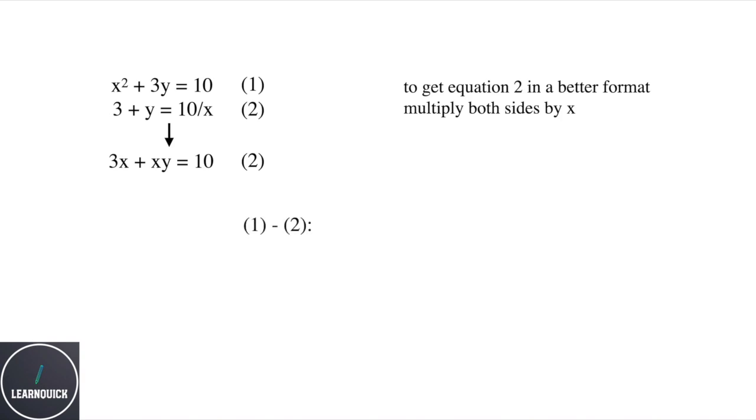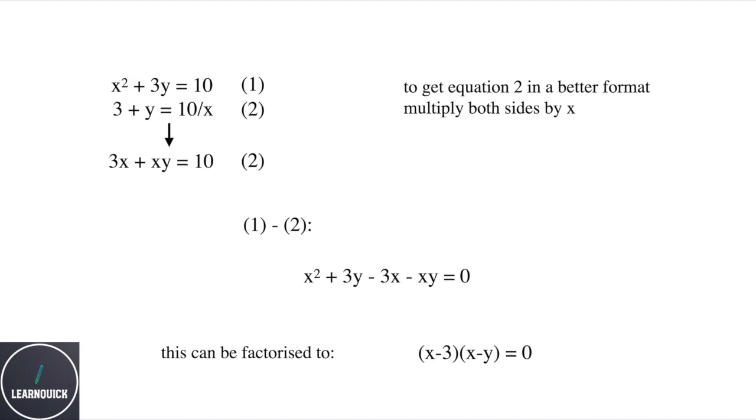Now we can subtract 2 from 1, and this gives us x squared plus 3y minus 3x minus xy equals 0, because on the right we had 10 and 10 in both equations, so that gave us 0. And this can actually be factorized to x minus 3 times x minus y equals 0.